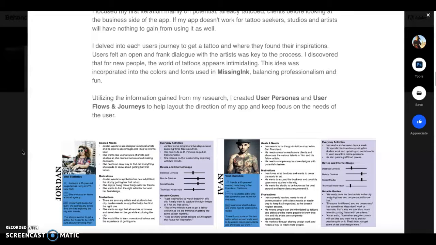I was then able to formulate specific interview questions. I interviewed 3 people with varying amounts of tattoos already to see what their wants and needs are and what pain points they have come across when getting their tattoos. Analyzing this information allowed me to create user personas. These were my constant guides throughout the entire process, aiding in my user flows and journeys.